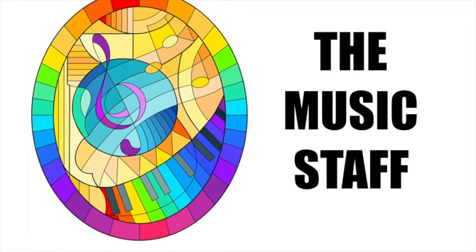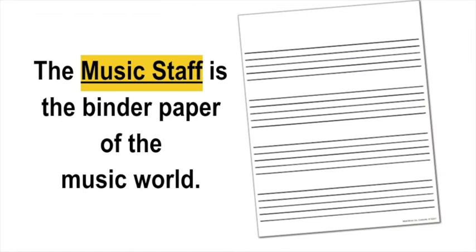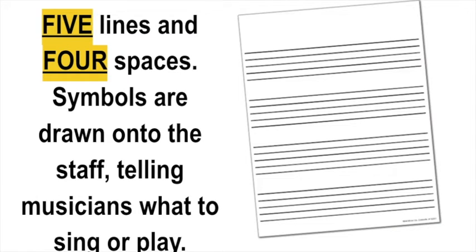Today we are going to start our study of music theory with the music staff. The music staff is the binder paper of the music world. We notate all of our music on the staff so that we can universally read it. Each staff has 5 lines and 4 spaces. Symbols are drawn onto the staff, telling the musicians exactly what to sing or play.